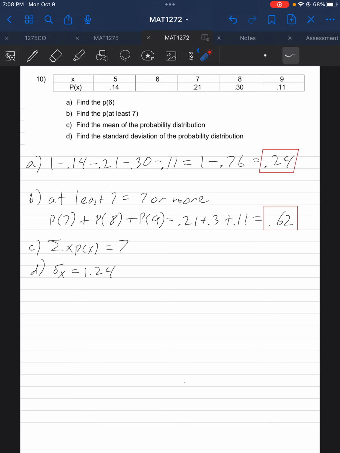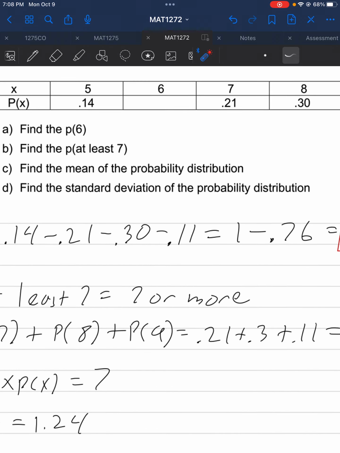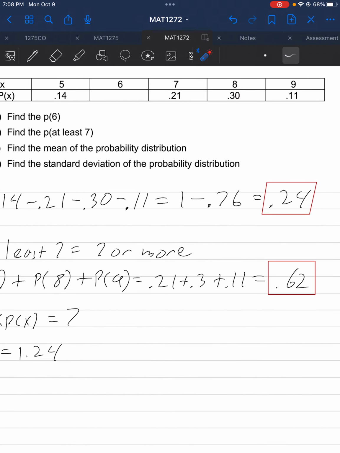Number 10 here shows an example of what is called a probability distribution. A probability distribution shows all of the outcomes of an experiment. This experiment is not really defined, we just know that the outcomes are only going to be the numbers 5, 6, 7, 8, or 9, and underneath each outcome, its respective probability.